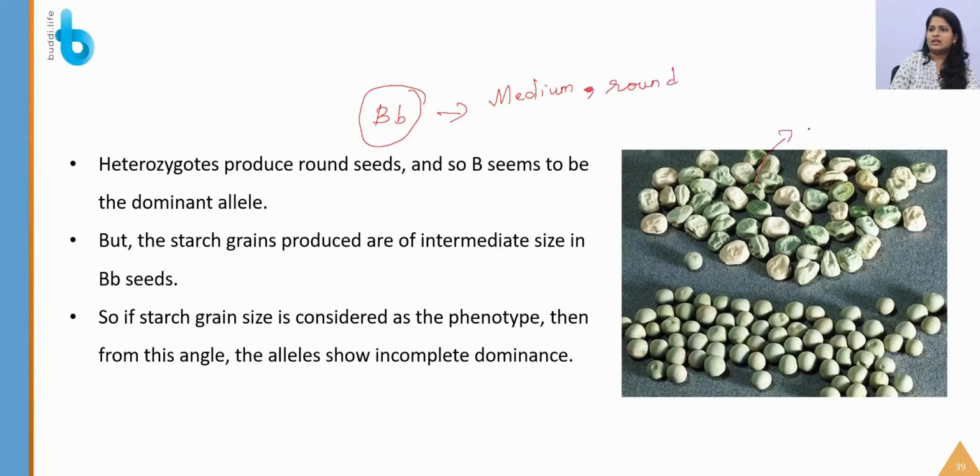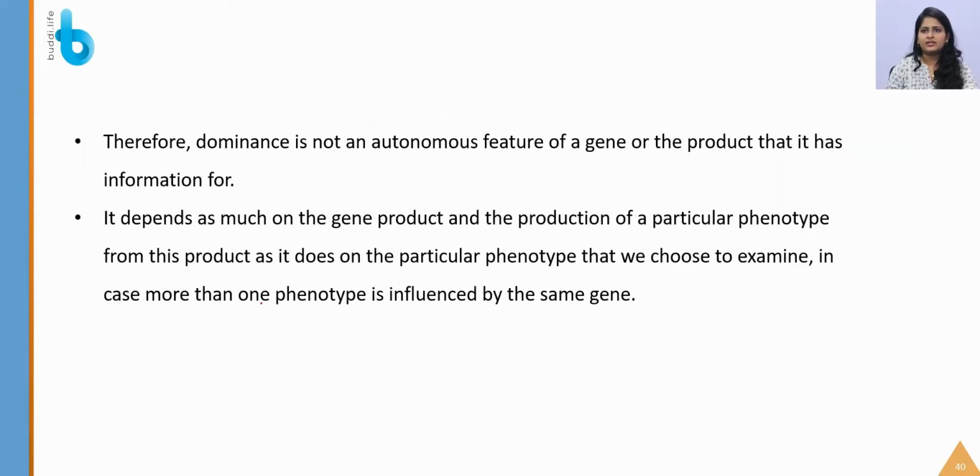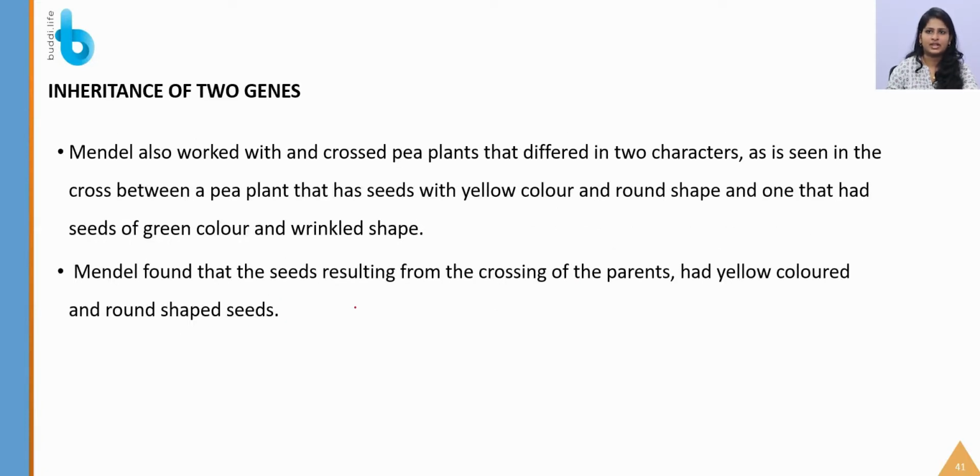So you can see here these are BB, whereas this one is capital B and small d. So you can again cite this as an example of incomplete dominance. Therefore, dominance is not an autonomous feature of a gene or gene product that it has information for. It depends as much on the gene product and the production of a particular phenotype. So from this product, as it does not have the particular phenotype we chose to examine, in case more than one phenotype is influenced by the same gene.